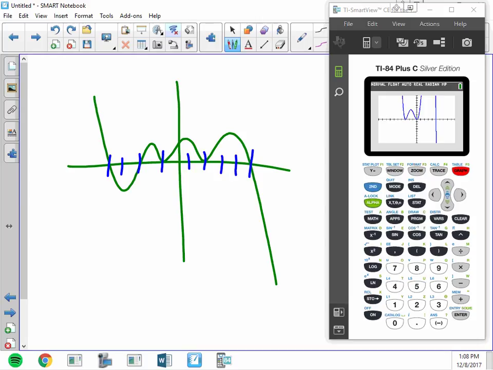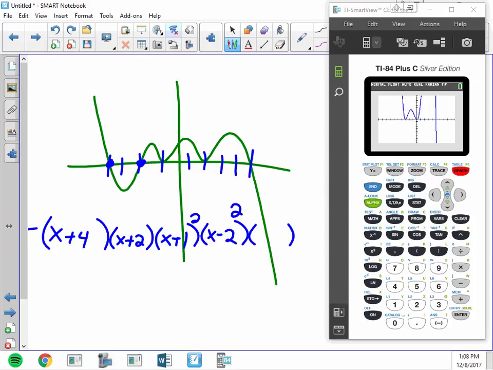So, is this even or odd? Odd, and it's going to have a negative out front. How do we know that? It started from the top. Okay, so this root is going to give me x plus 4, and then the next one is x plus 2, and the next one, x plus 1 to the second, and x minus 2 to the second, and then x minus 5.